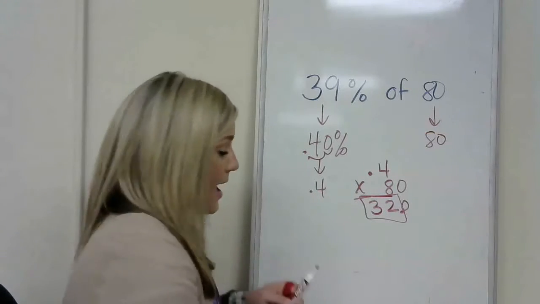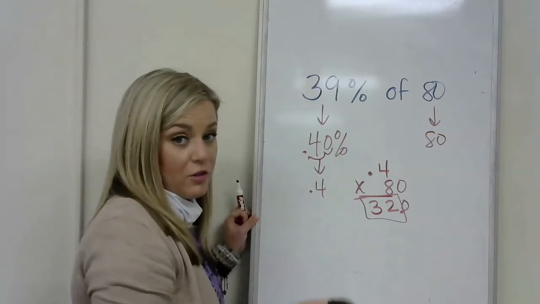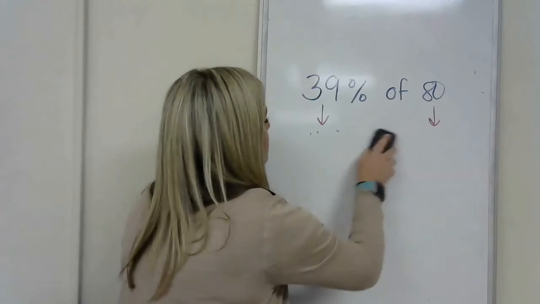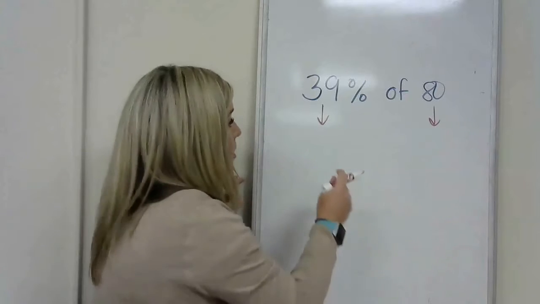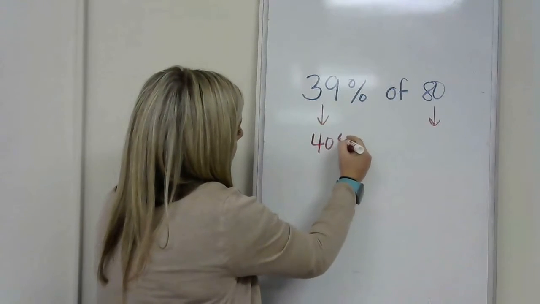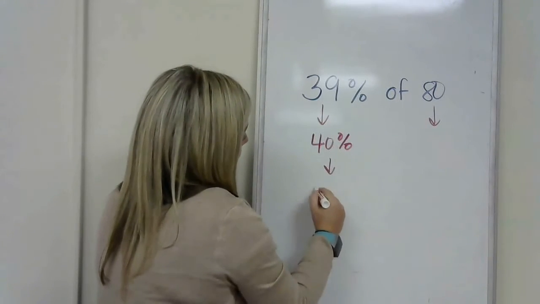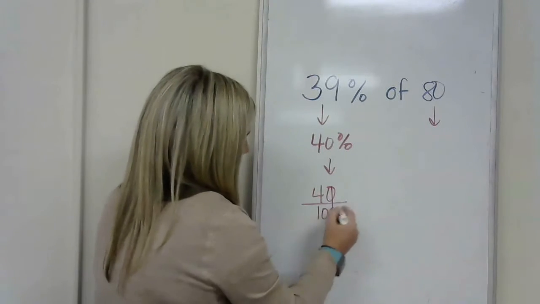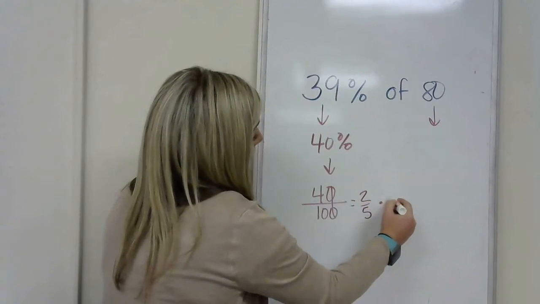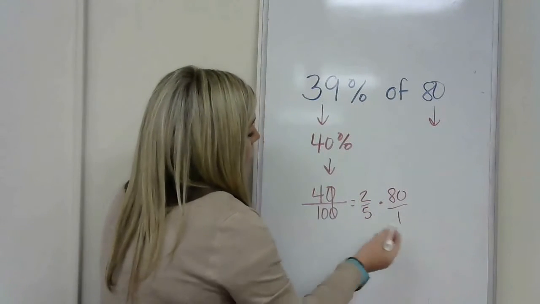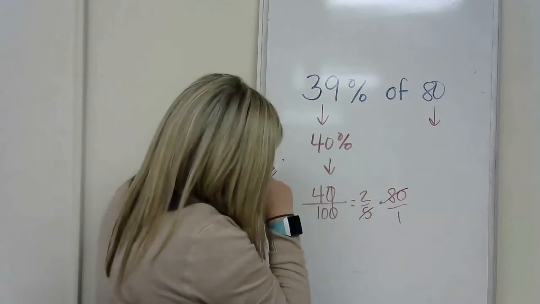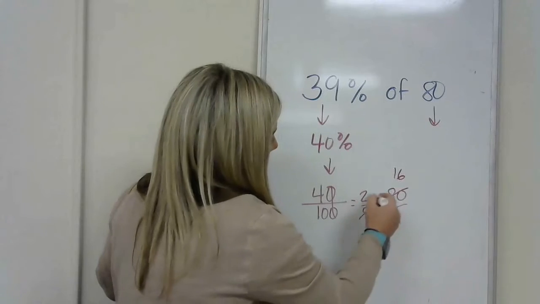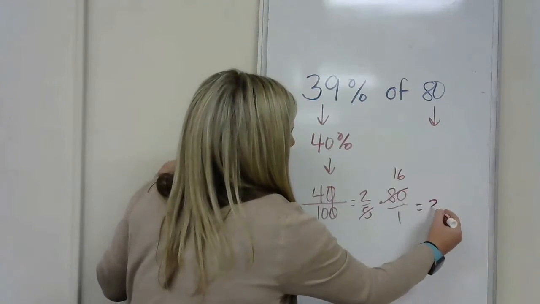That's the way I prefer to do it. If you like doing it that way, do it that way. The book has me showing you in a fraction, which is totally fine too. You're going to round that to 40%, which is the same thing as 40 over 100, which is the same thing as 4/10, which is the same thing as 2/5. And then multiplying that by 80 over 1. Well, 5 will go into 80 16 times, and 2 times 16 is 32.